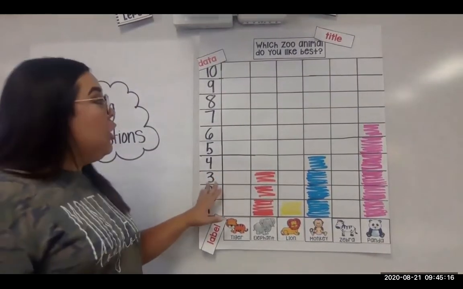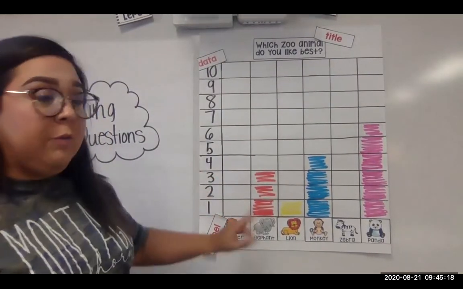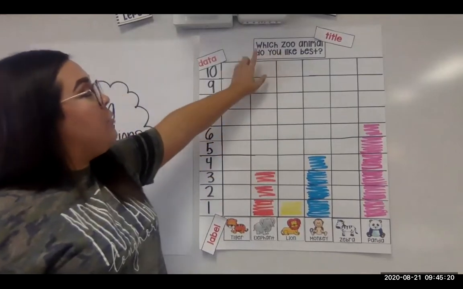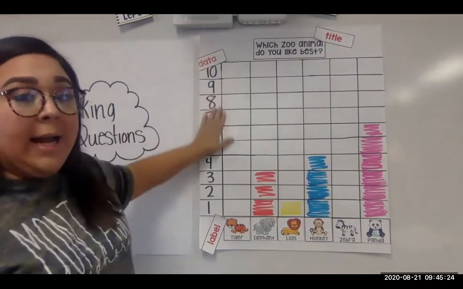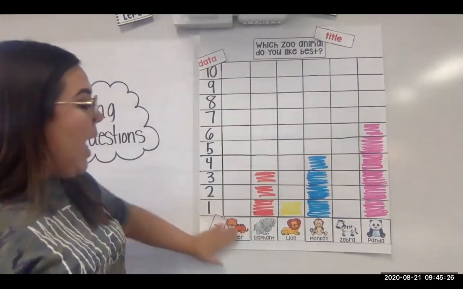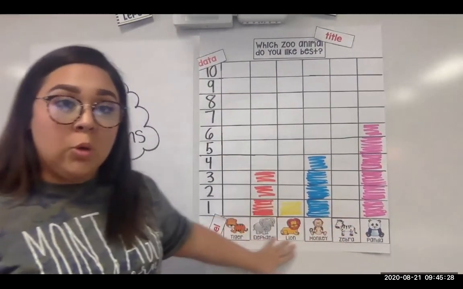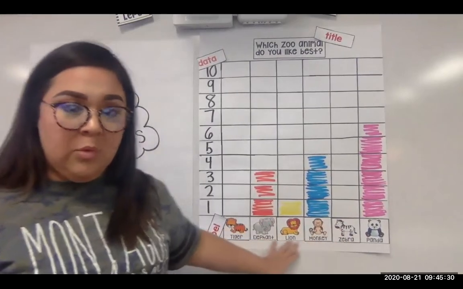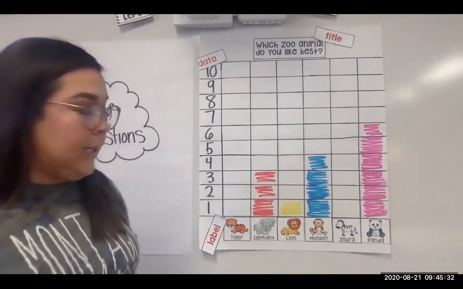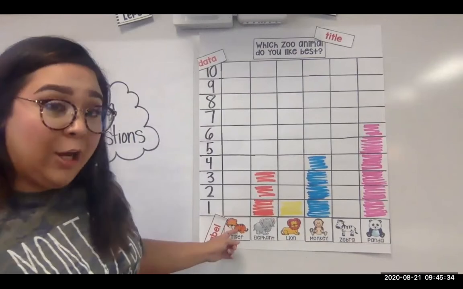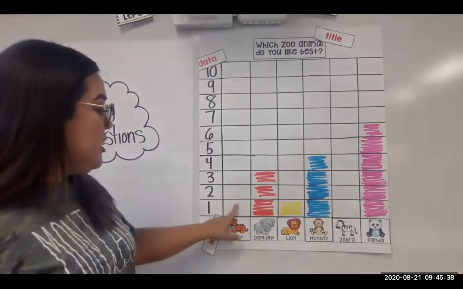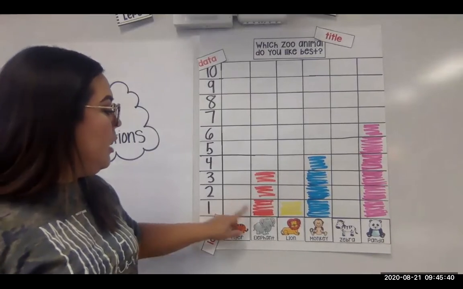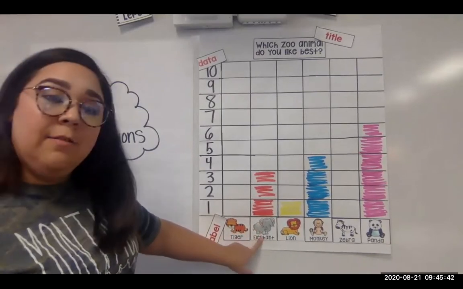Okay. So looking at our graph, just to review, we have the title of our graph, which is which zoo animal do you like best? We have our data, and data means numbers. And we also have our labels, so the categories that we got to choose from. Okay, now let's review our data. How many people like Tiger? The Tigers? Zero, because there's nothing in our bar. How many people liked elephants the most?